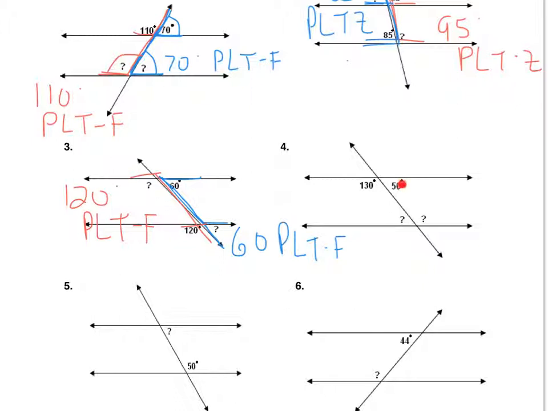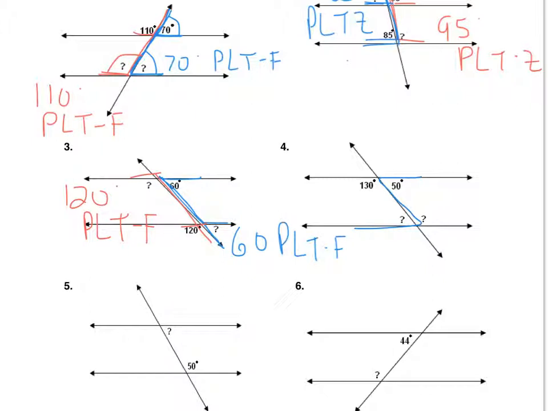In question 4, I don't have either of my angles on the outside of my parallel lines. They're all on the inside. I have this known is 50 degrees. This angle is known as 130. That makes sense because they need to add to 180. So my 2 possibilities are Z pattern and C pattern. Let's first try the Z.